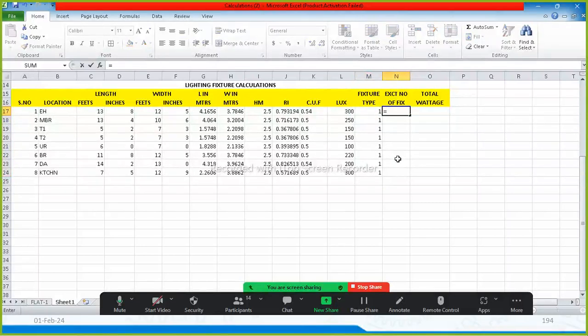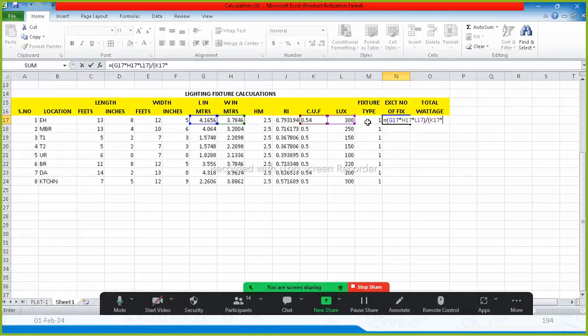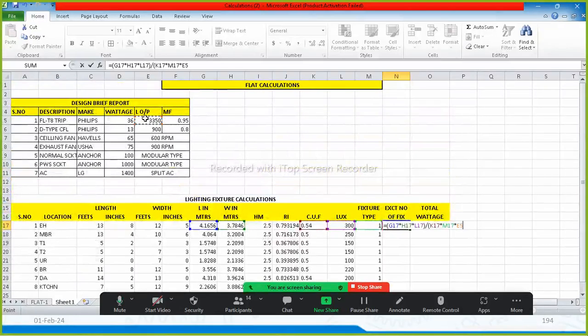Okay, now coming to the number of lighting fixtures. What is the formula? L into B into lux level divided by CF into MF into fixture type into lumen output. So it is equal to L into B into the lux level, bracket close, divided by bracket open CUF into the maintenance factor. So now coming to CF into fixture type into lumen output into maintenance factor. When I take the lumen output, I need to put a certain symbol here.